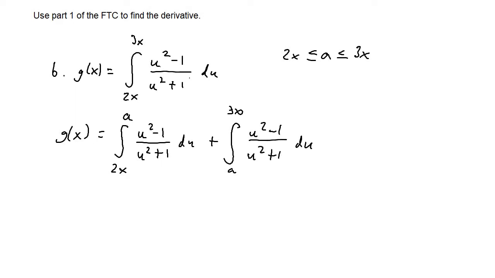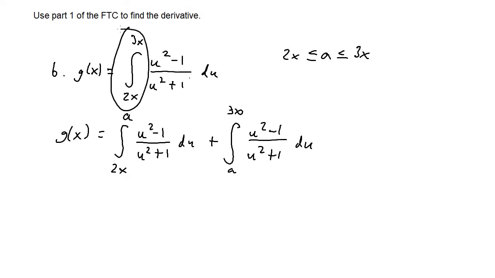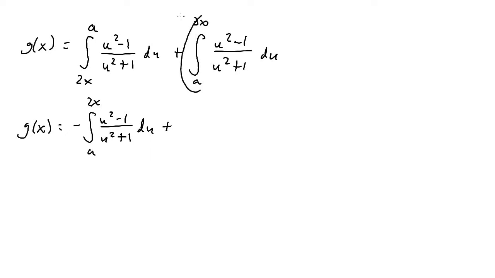Now the good thing is this is the same process you use every time you're trying to find the derivative of the integral, and both bounds of the integral are variables. Now before I find the derivative, notice that for this first integral here, the bottom bound is the variable, the top bound is a constant. So we need to flip that so the constant is the bottom bound. So I'm going to rewrite it as g of x equals negative 1 times the integral, this time from a to 2x, of (u squared minus 1)/(u squared plus 1) du, and then I can just go ahead and rewrite the second integral because once again it is in the correct form. So plus the integral from a to 3x of (u squared minus 1)/(u squared plus 1) du.